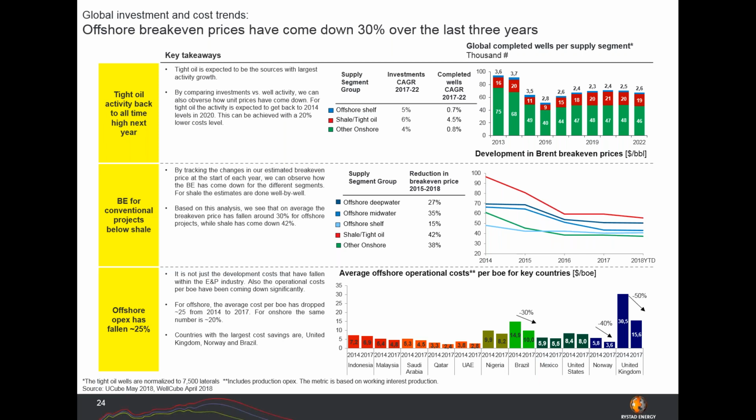Finally, it's not just the development costs that have fallen within the E&P industry. Also, the operational costs have been coming down significantly. We analyzed the change in operational cost per BOE in 2017 compared with 2014 by country. For offshore, the average cost per BOE has dropped around 25% from 2014 to 2017. For onshore, the reduction has been around 20%. United Kingdom, Norway, and Brazil are among the countries that realized the largest cost savings.